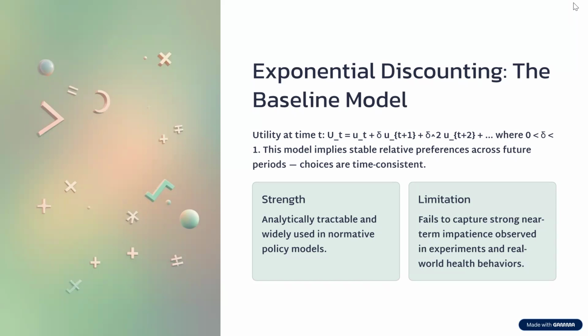The utility at time t formula is given. This model implies stable relative preferences across future periods. Choices are time consistent. It has strengths and limitations. The strengths are that it is analytically tractable and widely used in normative policy models, whereas the limitations are that it fails to capture strong near-term impatience observed in experiments and real world health behaviors.